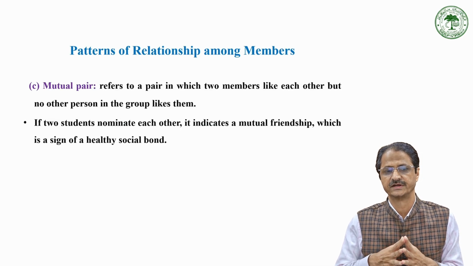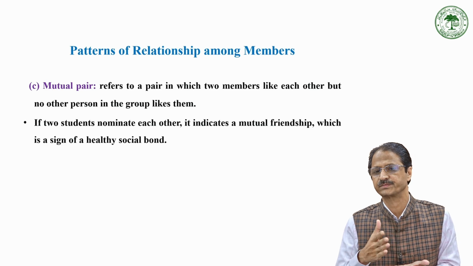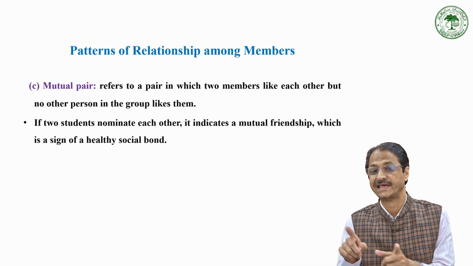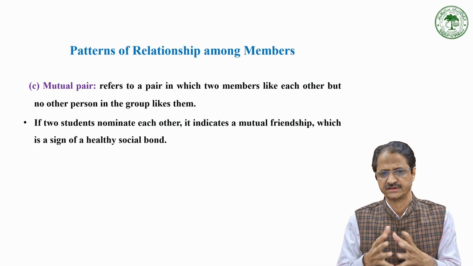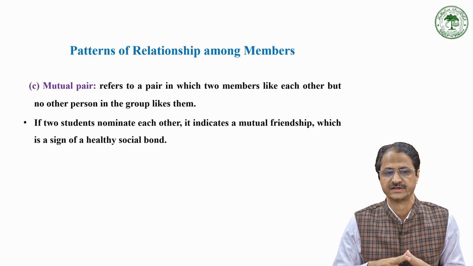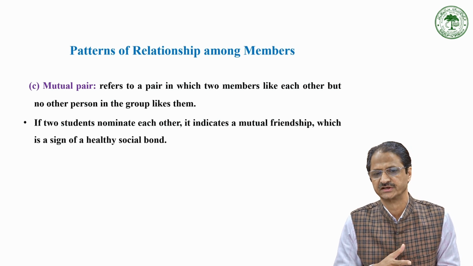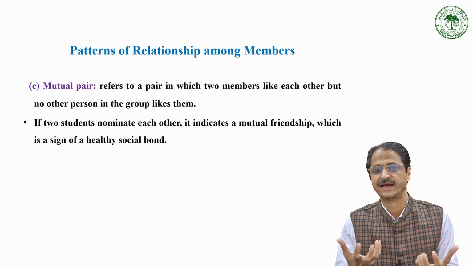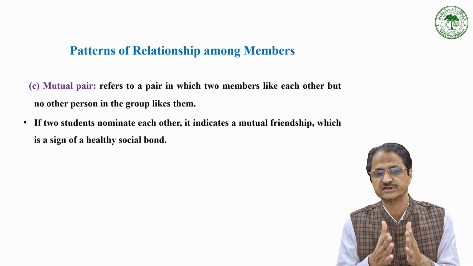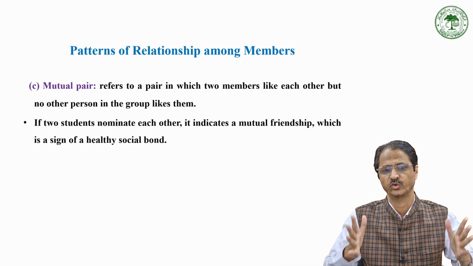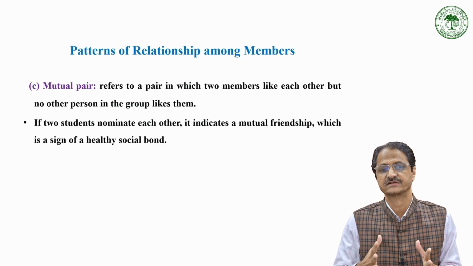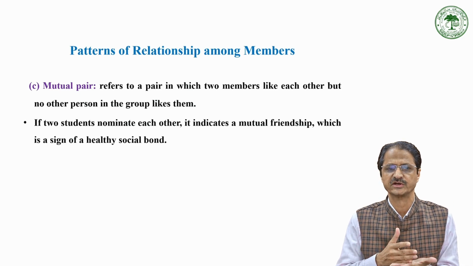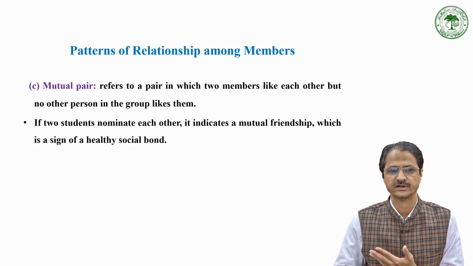Another is the mutual pair, which refers to a pair in which 2 members like each other, but no other person in the group likes them. They are connected with each other, but others are not nominating them. If 2 students nominate each other, it indicates a mutual friendship, which is a sign of a healthy social bond between these 2 individuals. But as far as the whole class is concerned, it cannot be considered a positive sign, because in any classroom, the tendency should be to mix with the members of other groups also.